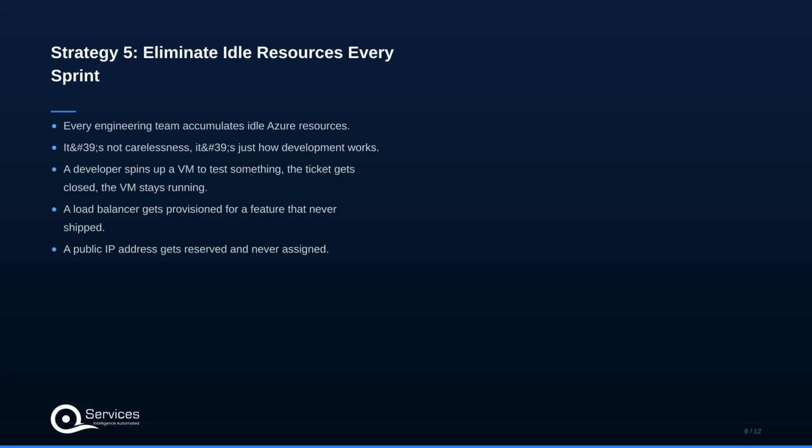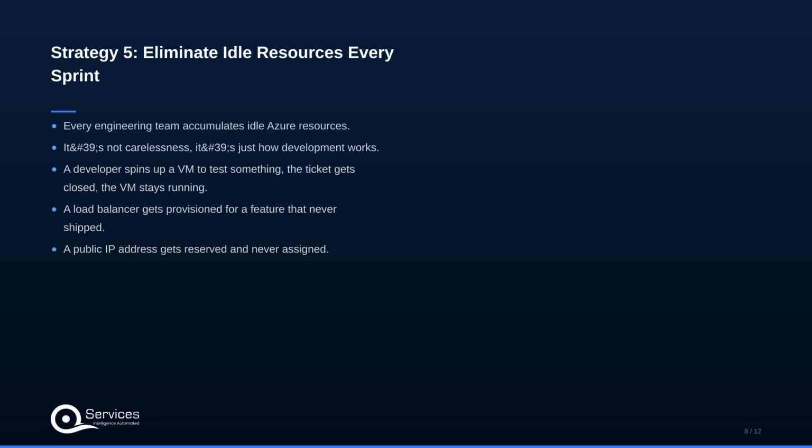Next up, Strategy 5, eliminate idle resources every sprint. Every engineering team accumulates idle Azure resources. It's not carelessness, it's just how development works. A developer spins up a VM to test something, the ticket gets closed, the VM stays running. A load balancer gets provisioned for a feature that never shipped. A public IP address gets reserved and never assigned.